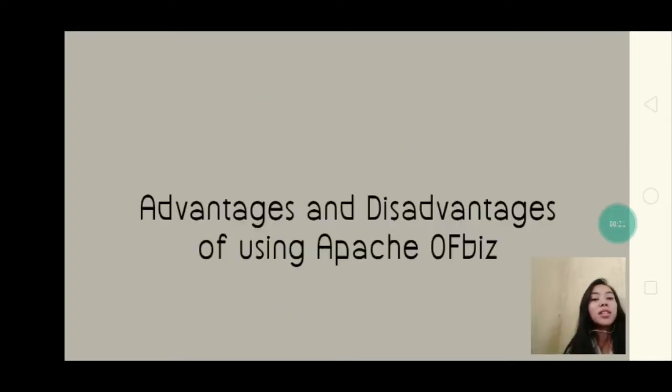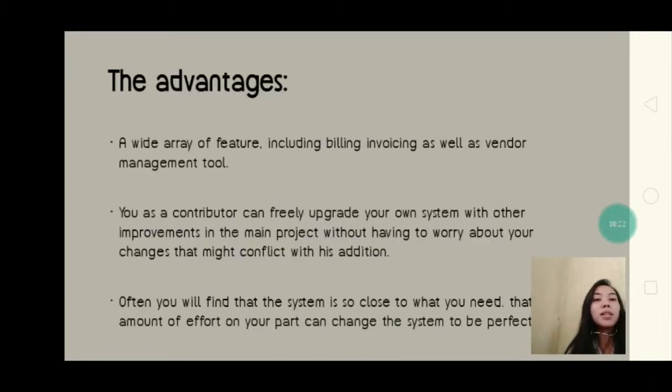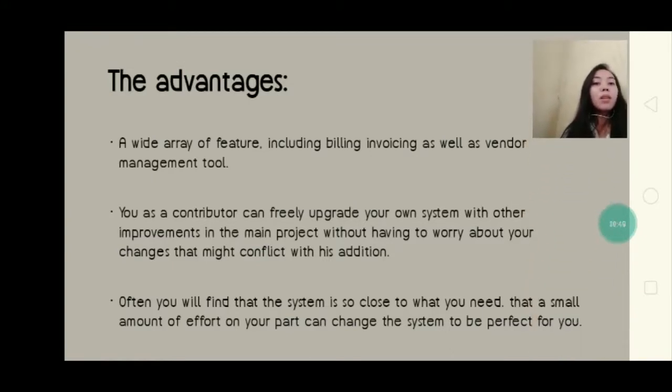The advantages and disadvantages of using Apache OFBiz. The advantages are a wide array of features, including billing, invoicing, as well as vendor management tools. The second one is that you, as a contributor, can freely upgrade your own system with other improvements in the main project without having to worry about your changes conflicting with them. Often, you will find that the system is so close to what you need that a small amount of effort on your part can change the system to be perfect for you.